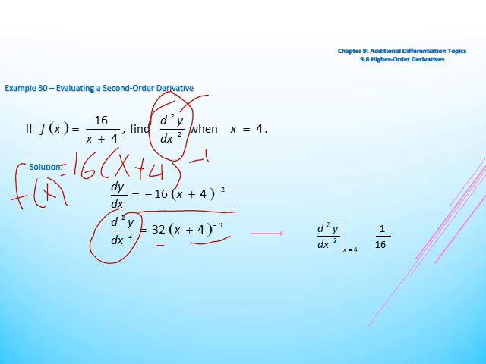Here, the question wants the value of the second derivative when x equal to 4. So, substituting the value of x with 4, we get the value of the second derivative when x equal to 4 equal to 1 over 16.